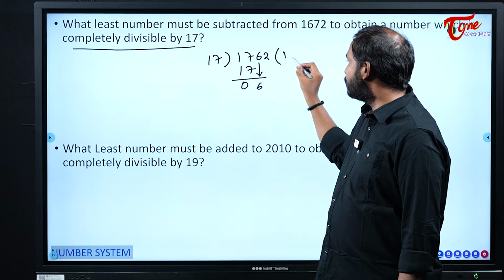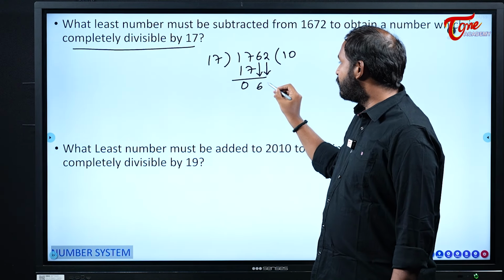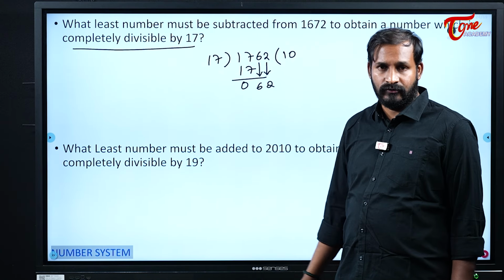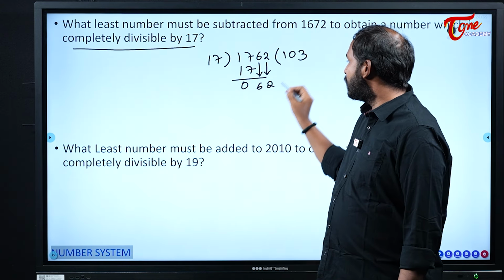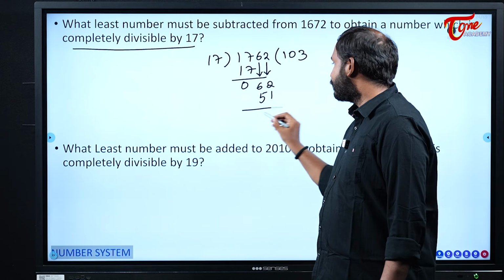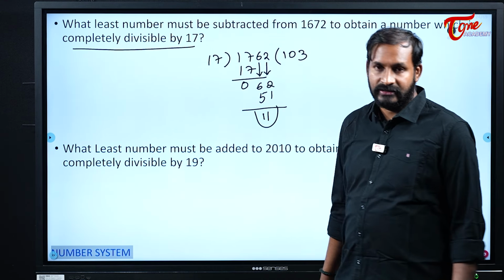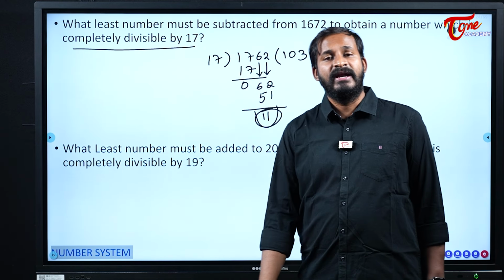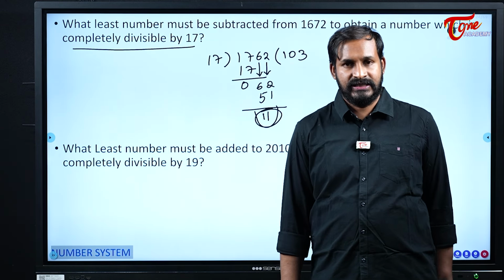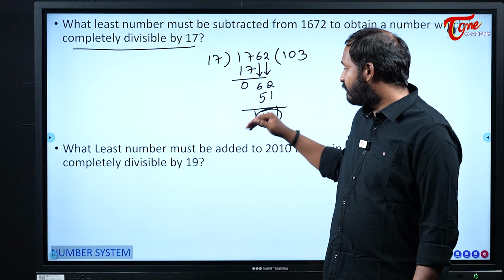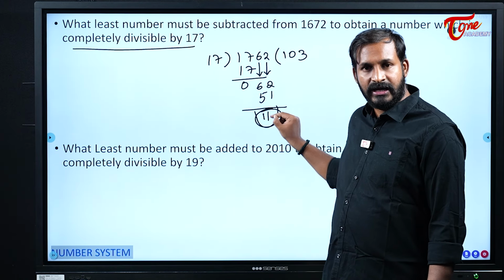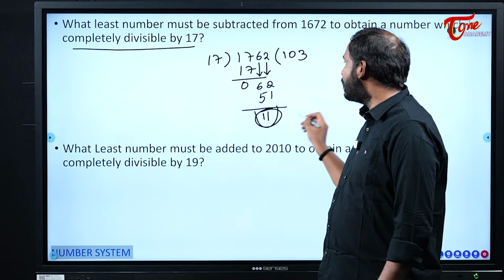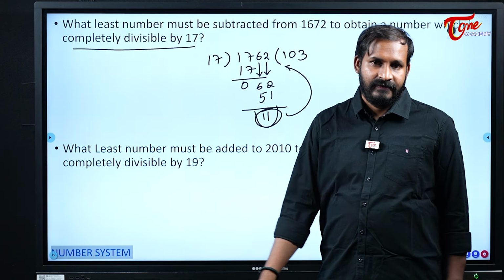But 6 is not divisible, so I will take one more 0 and bring down that 2 also. Now I am left with 62. Now 17 threes are 51. So I will get remainder as 11. What is meant by this remainder? This remainder is nothing but the excess value. If the remainder is 0, then that number is divisible by 17, right? That means you need to subtract this remainder from the given dividend.